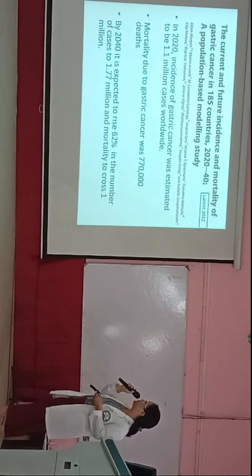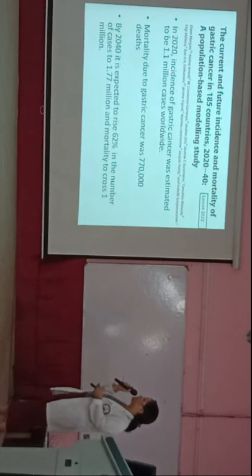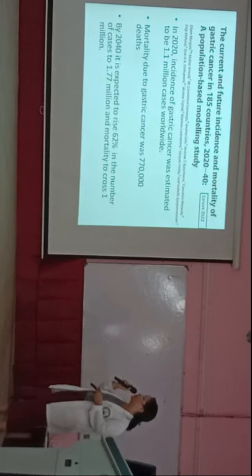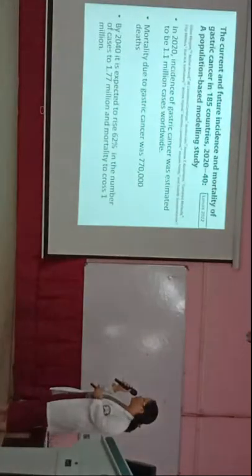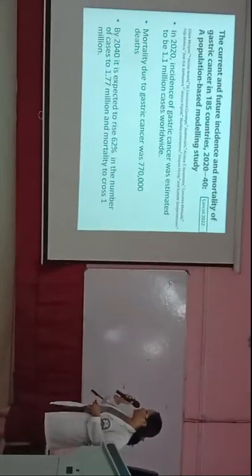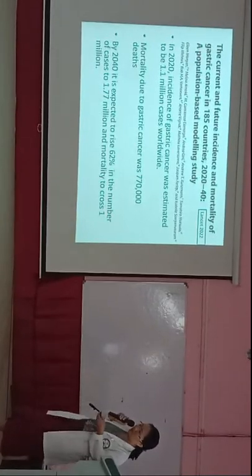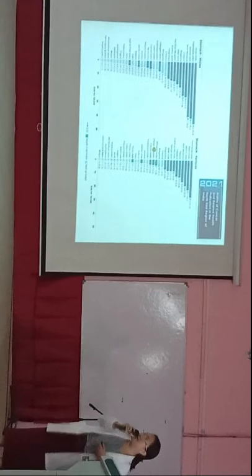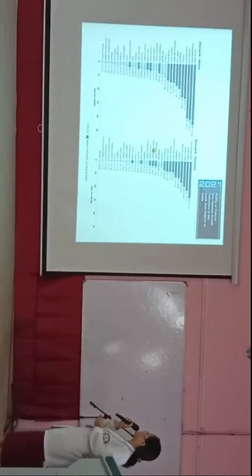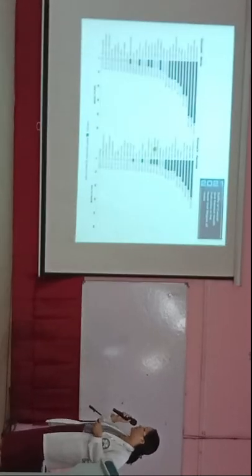And this report published in Lancet 2020 was a population-based modeling study. It showed that in 2020, the incidence of gastric cancer was estimated to be 1.1 million cases worldwide, with mortality at 7.7 lakh deaths. It is expected that cases and mortality will cross 1 million. Nearer home, this is a report of NCRP, that is National Cancer Registry Programme, by NCDIR Bangalore.